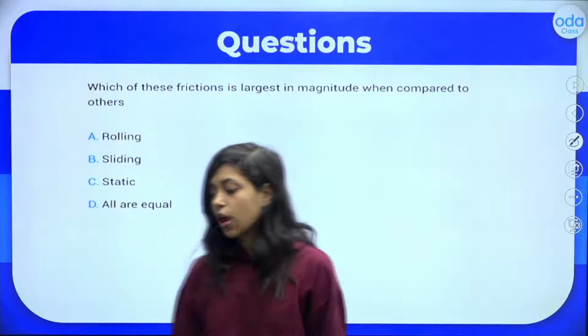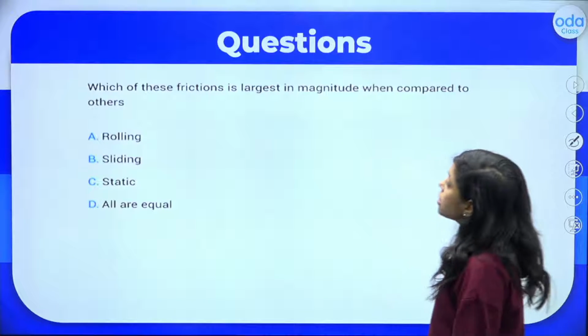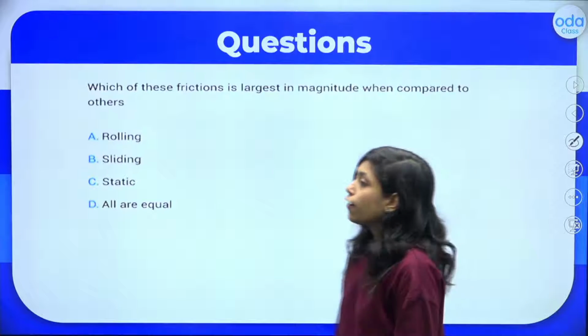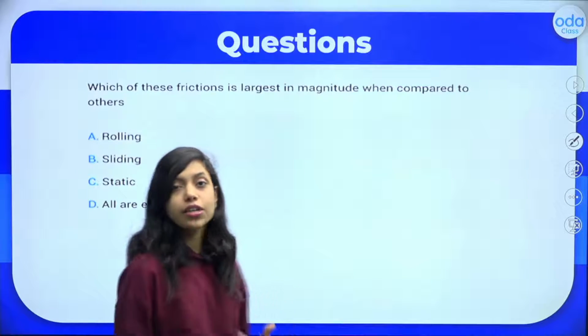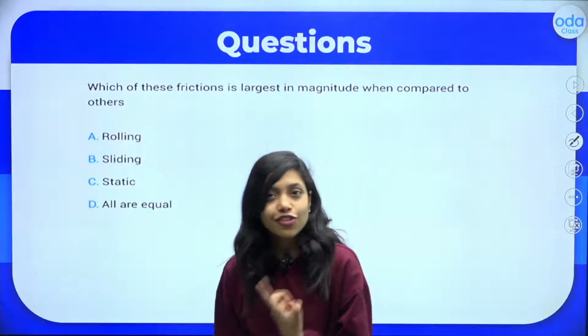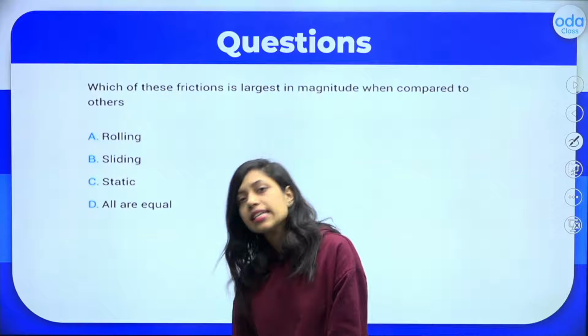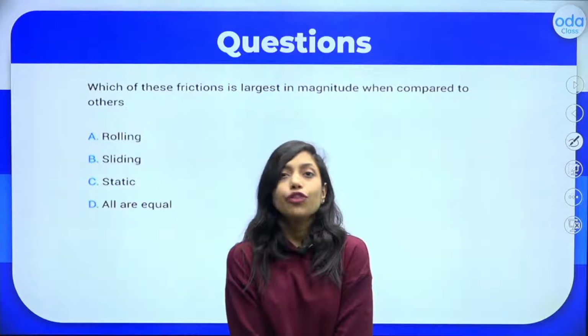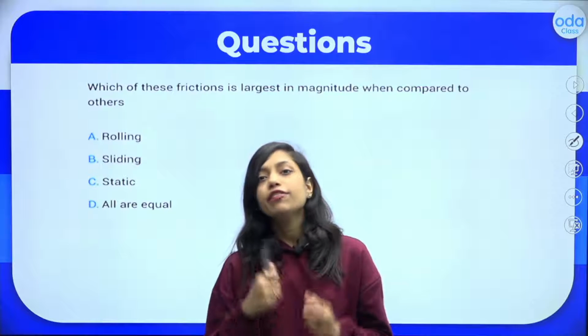Answer this question now. Which of these frictions is largest in magnitude when compared to others? So you have to tell me which friction is the highest. Rolling friction was the weakest, but which one is the highest? Can you tell me where there is no movement at all? So the friction force is acting so high, in which friction is it?